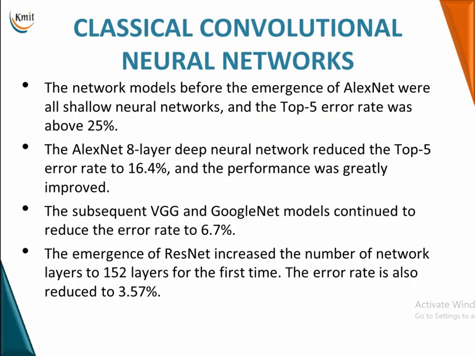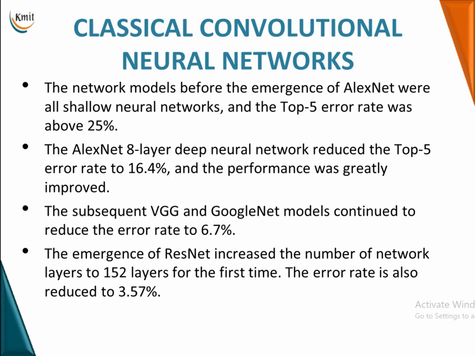All you have to remember in these networks is how they are built. If I talk about the classical convolutional neural network, the network models before the emergence of AlexNet were basically all shallow neural networks. They were not much into the depth of their layers, so the top 5 error rate was about 25%. With the advent of AlexNet, an 8-layer deep neural network, the top 5 error rate was reduced to 16.4%. Thus the error was greatly reduced.